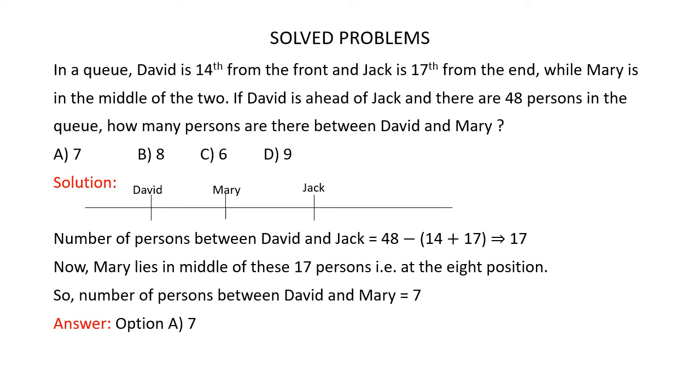Now it's given that Mary lies right in the middle of David and Jack. That is, Mary lies in the middle of these 17 persons, that is at the 8th position. So the number of persons between David and Mary is 7. So the correct answer is option A, 7.